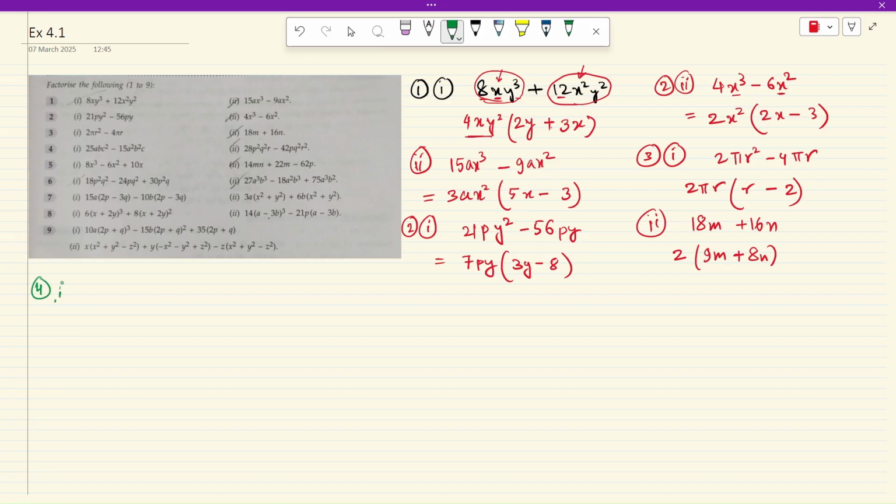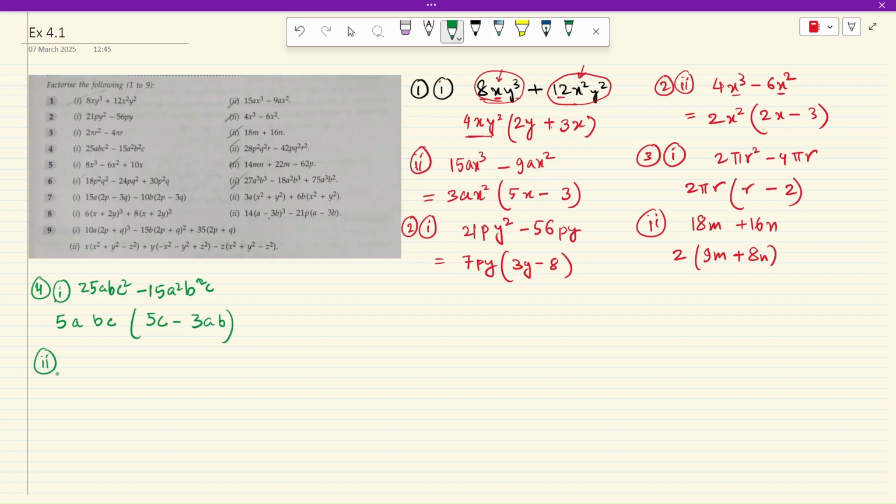Fourth question, this is 25abc square minus 15a square b square c. So if I take common as 5, from the variables we will take the lower power as common. So in case of a, it will be a, then b, and then c. So this will be 5c minus 3ab.